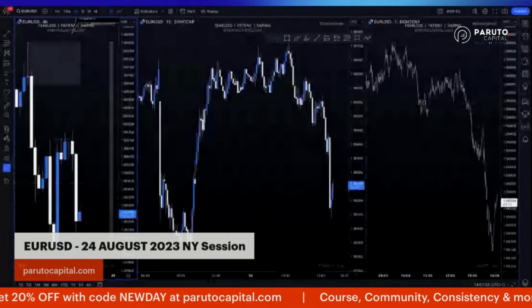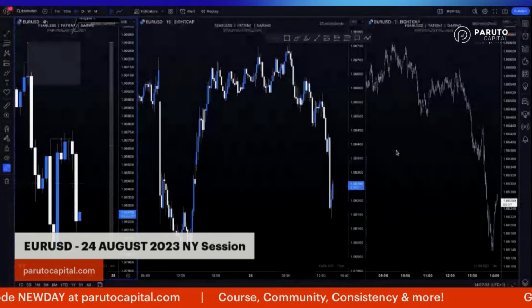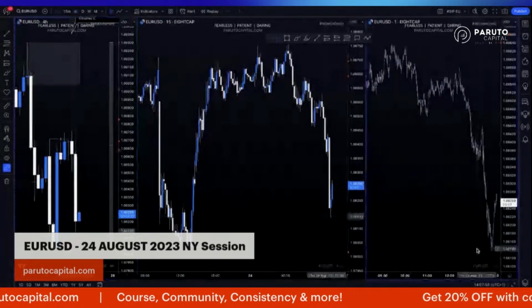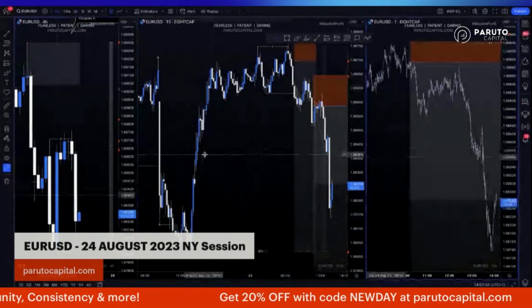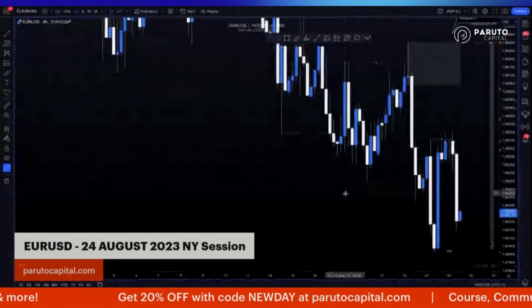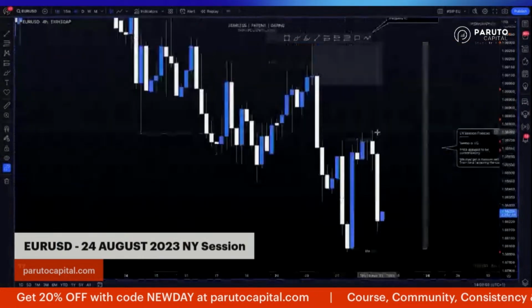Okay, so here we go. As you can see here on the screen, clearly we have a lot going on. So let's start from the 4R, I explained earlier. You can see on the 4R here.